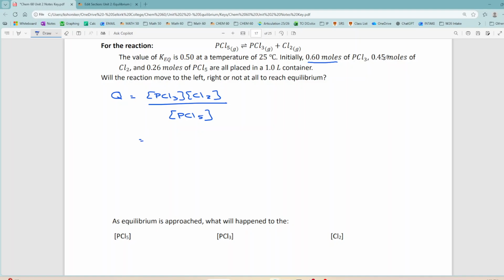So when I want to put in concentration, these are all in moles. So to find concentration, you would take, for example, the concentration of PCl3, and it would be the moles divided by the volume. But because I'm in a 1 liter container, it's not going to change. So the concentration of PCl3 is the same as the number of moles because it's moles per liter and it's already per liter. So I'm just going to put all of those in. So my concentration of PCl3 is 0.60. My concentration of chlorine is going to be 0.45. And my concentration of PCl5 is going to be 0.26.